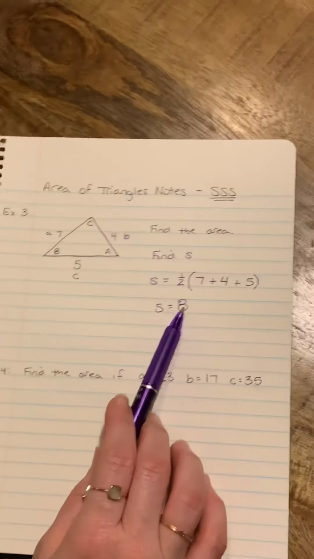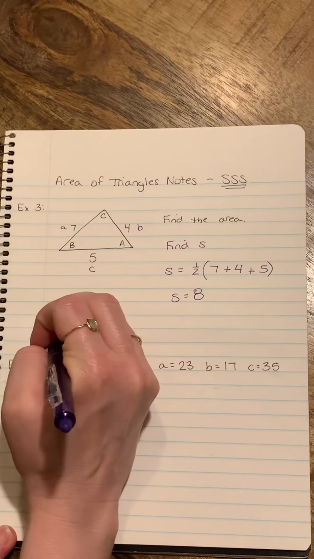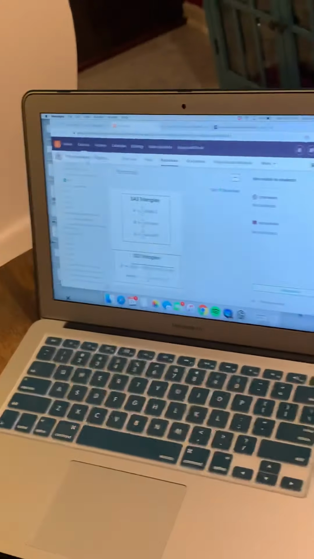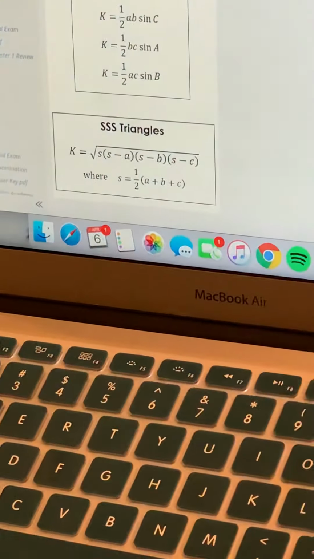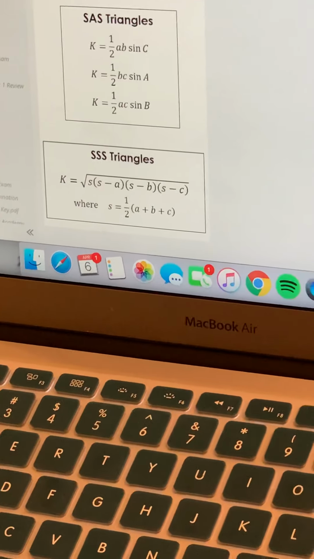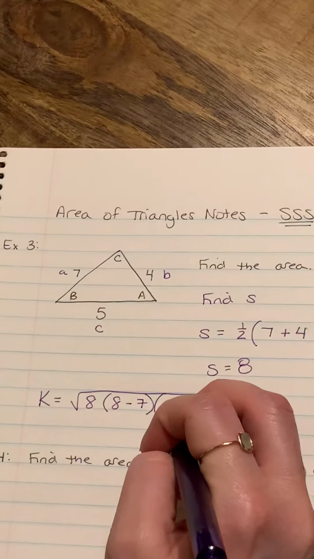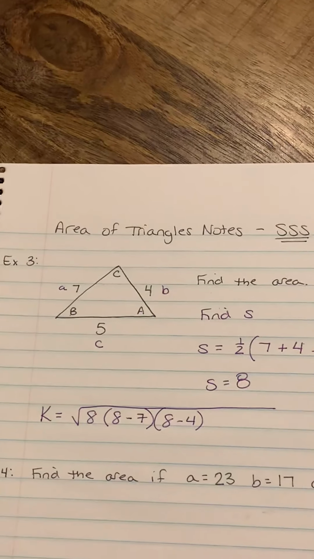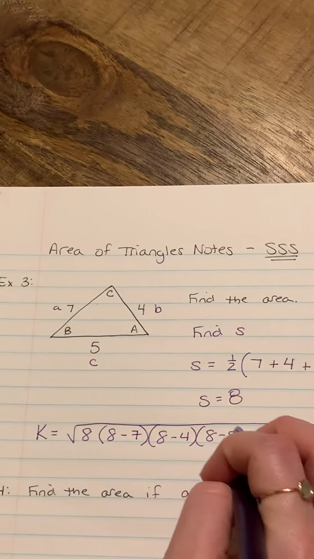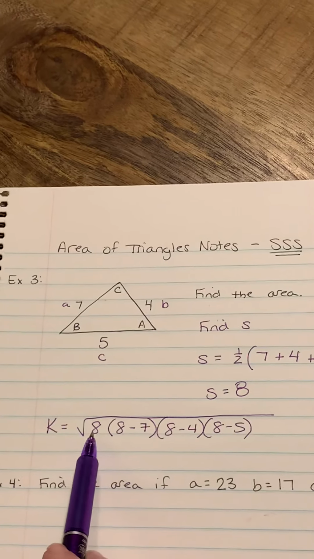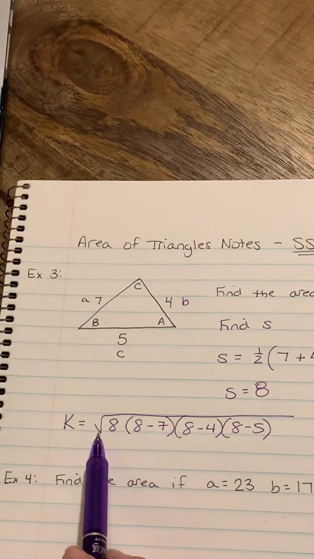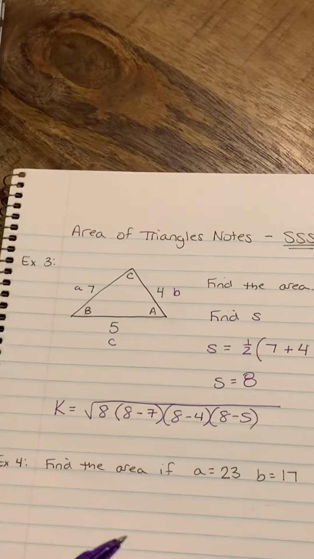And then once you find S, you're gonna plug it into this big long formula here. So you're gonna do 8, and then 8 minus A, which is 7, and then 8 minus B, 4, and 8 minus C, 5. I'm gonna type everything in under the radical bar. I'm not gonna do the square root in my calculator now.